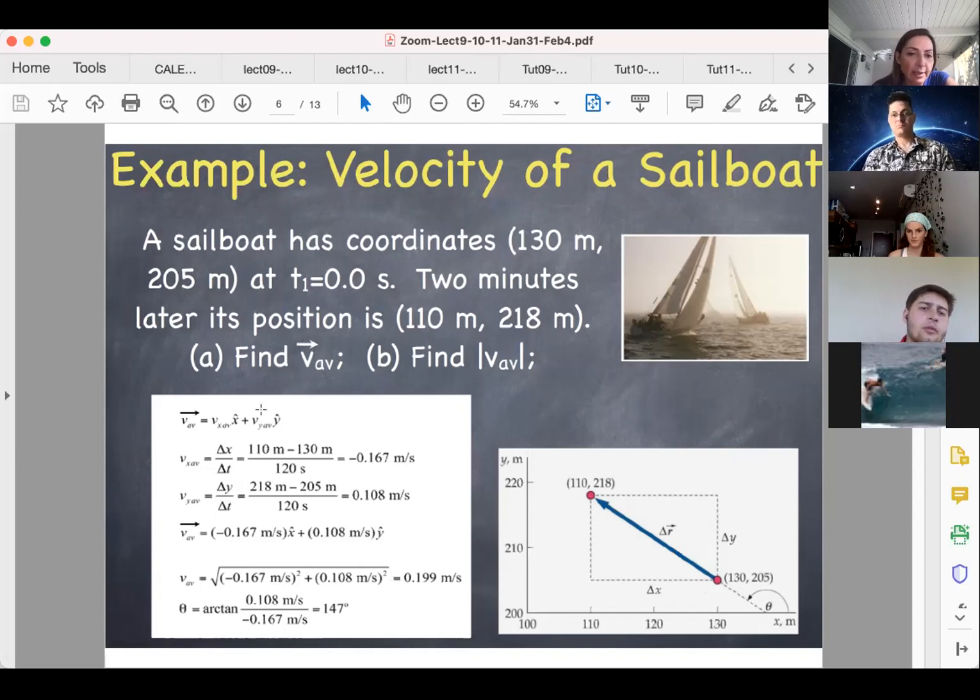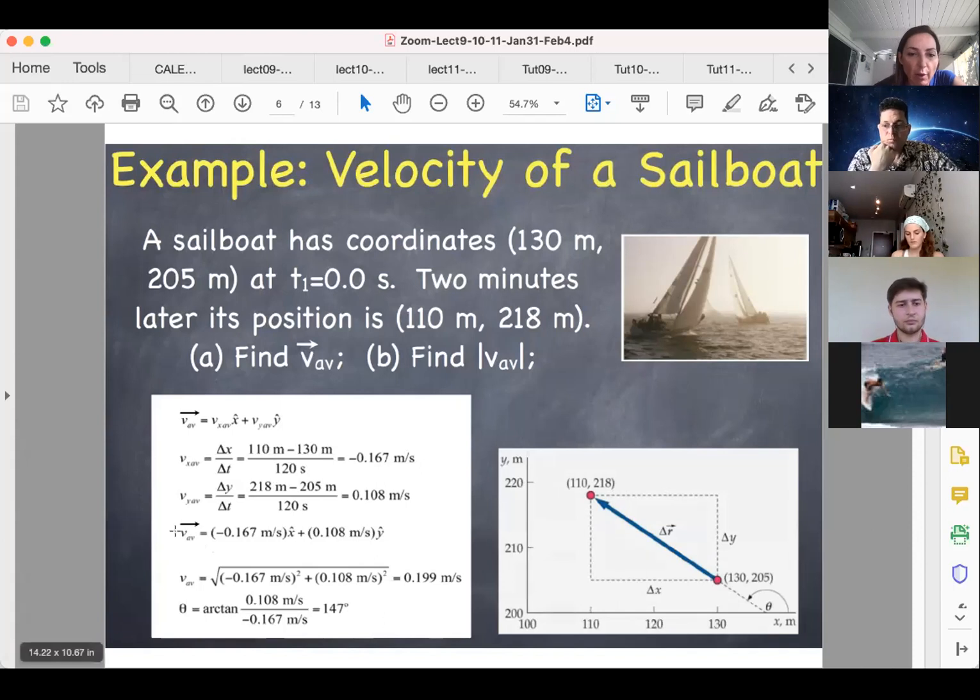Then, to be able to find the average velocity vector components, I need to calculate the one along y. So this one is going to be delta y over delta t. So final position 218 minus initial position 205 divided by 120 seconds. So it is equal to 0.108 meter per second. And again, we see that the dimension makes sense because we have meters at the top, seconds at the bottom, meter per second is a velocity. Okay, we're good to go.